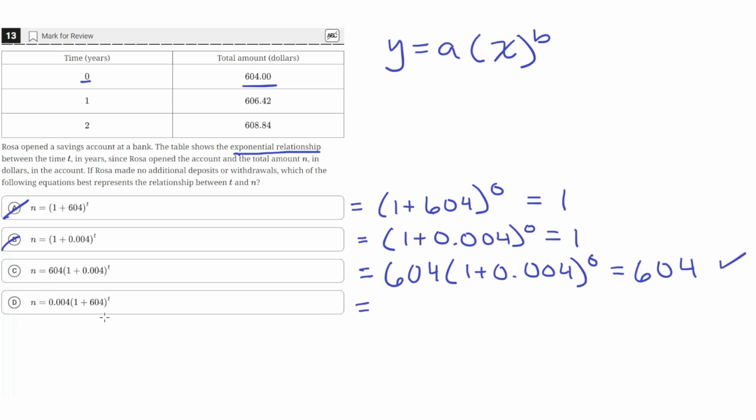And then we can plug in 0 again for answer choice D. And similar to what we had before, we'll just get 0.004 times 1 plus 604 raised to the 0th power. When we plug 0 for time here, this quantity just becomes 1, and so we're just left with 0.004, which is incorrect. We need it to equal $604 in the bank account after 0 years. So the only answer choice that could possibly be correct is answer choice C.